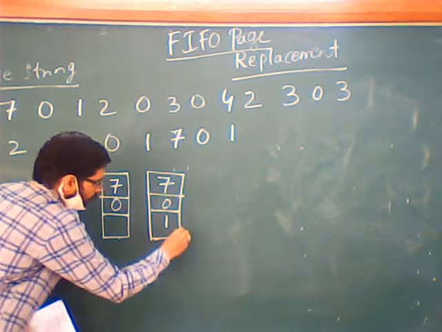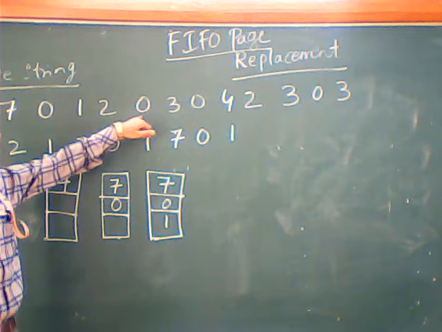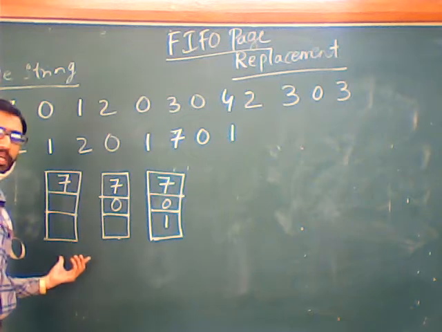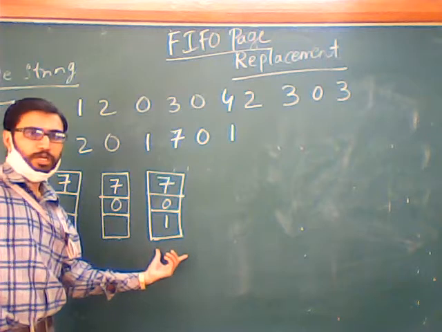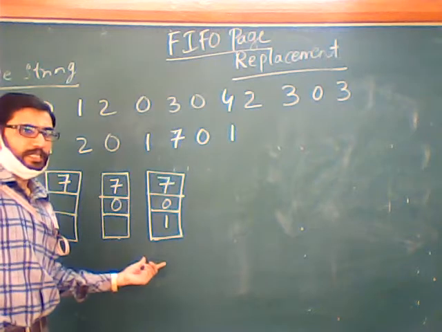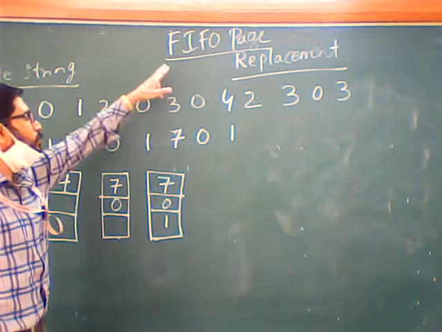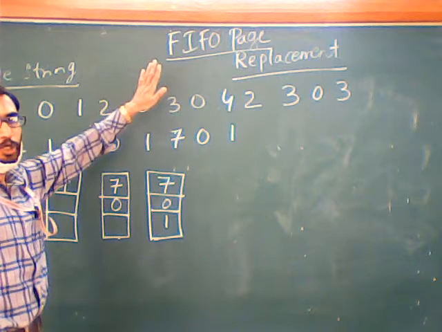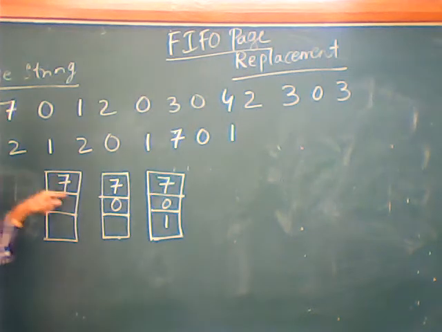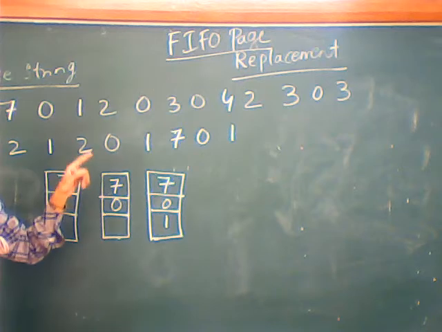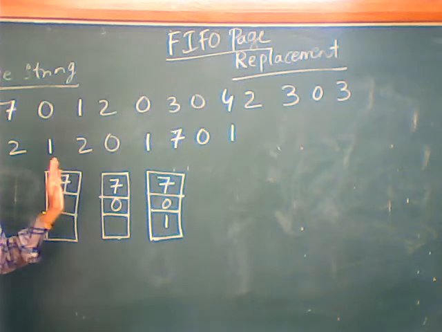Initially everything is empty, so you can go on adding. Now this frame is full, so which one do you need to select? For this we are using the FIFO page replacement algorithm, that is, first in, first out. The page which has arrived first has to be removed first. A very simple technique.